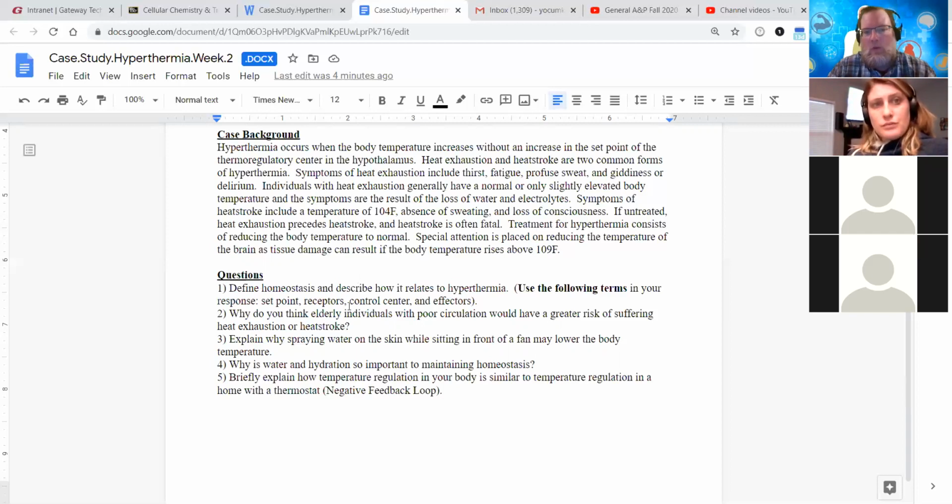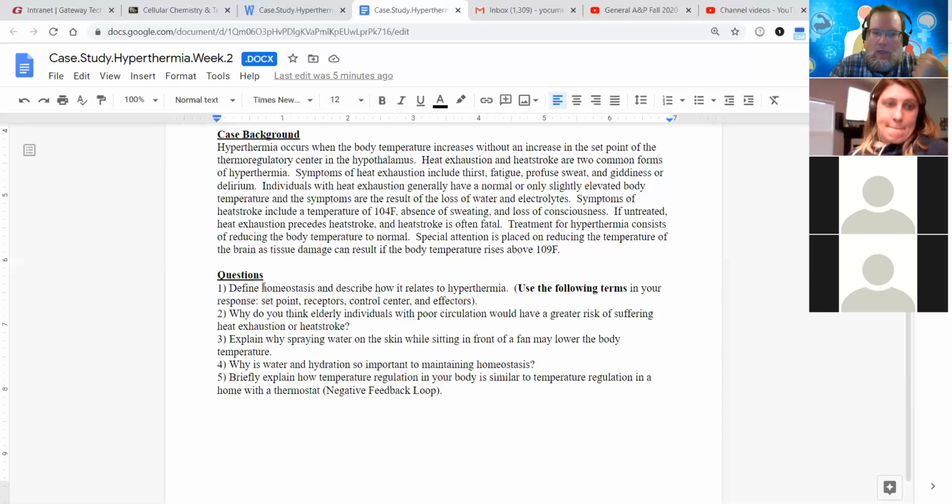So the first question wants you to discuss what homeostasis is. All of you at this point have heard that term. It has to do with the body maintaining balance. We're seeing body systems working together to maintain balance, and it's the nervous system that participates in a huge portion of that homeostatic mechanism. So, how does it relate to hyperthermia? Remember to use these terms.